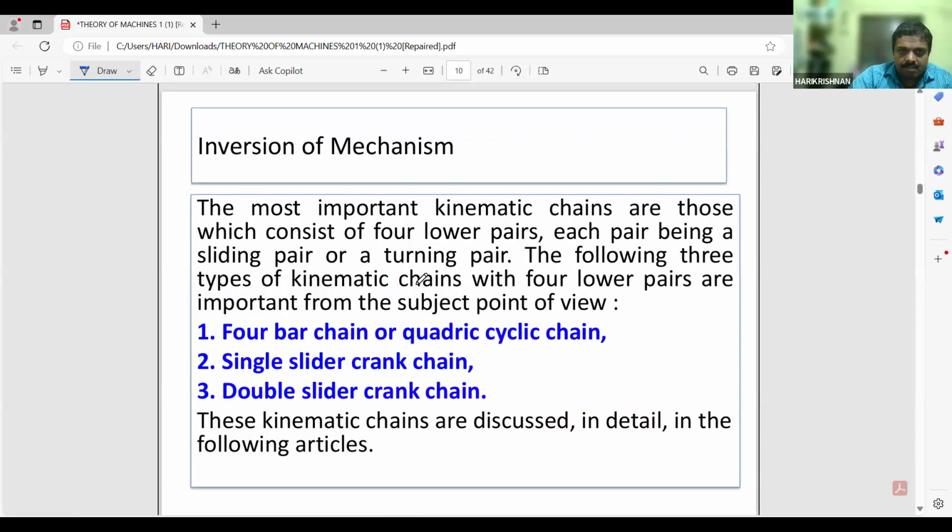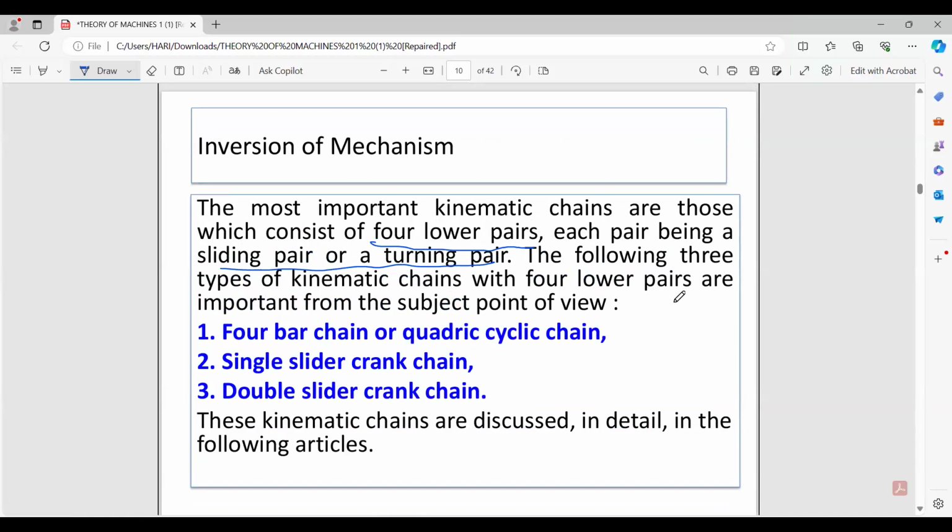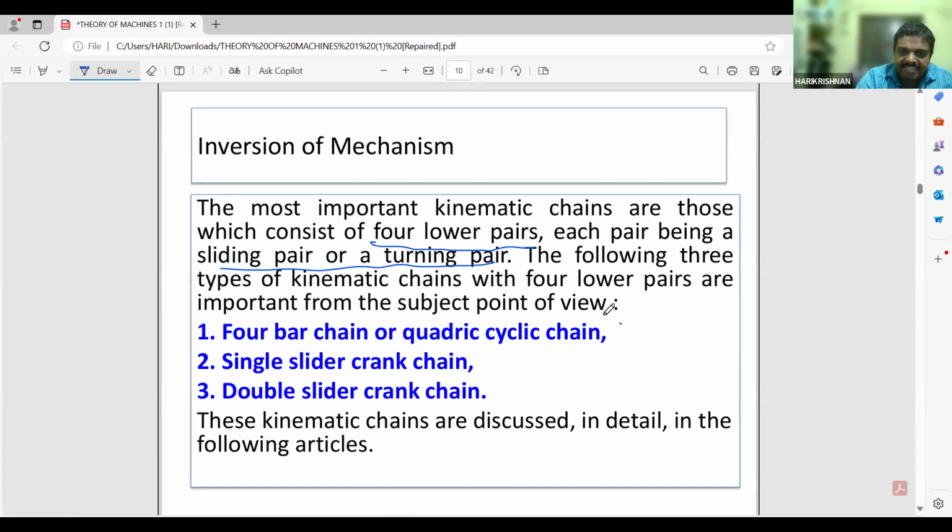So, the most important kinematic chains are those which consist of 4 lower pairs. I have told you, each pair is either a sliding pair or a turning pair. What a sliding pair is and what a turning pair is, I will explain. Actually, we have to study 3 types of mechanism or chain: the 4 bar mechanism, the slider crank mechanism, and the double slider crank mechanism.